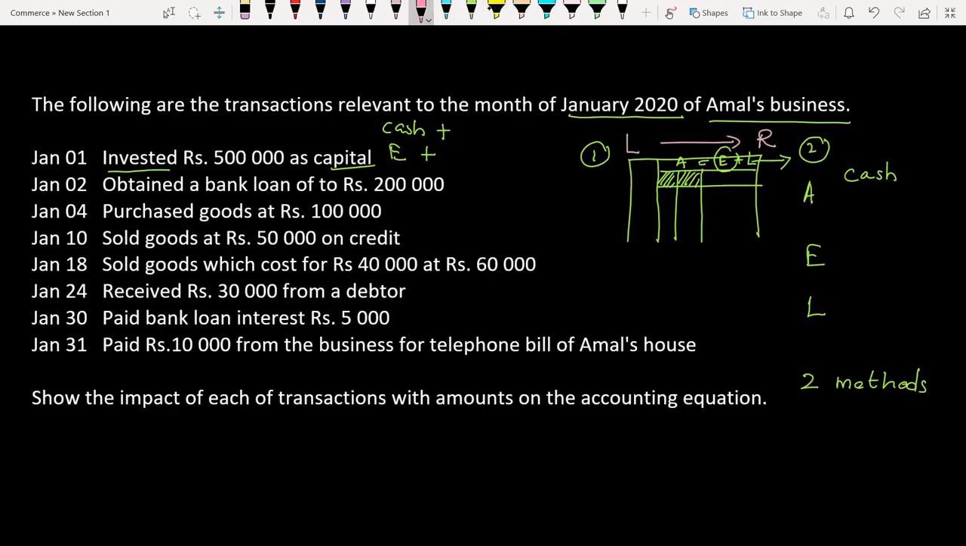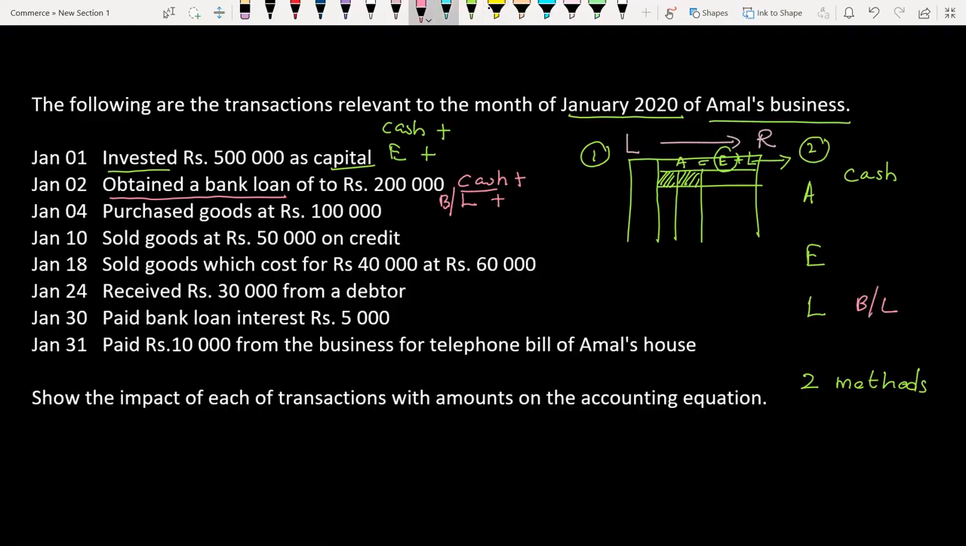Now what about the second transaction? Obtained a bank loan. We know that when a business obtains a bank loan, cash increases and also liabilities increase. Now already we have a column for cash. Therefore, we need to have the liability column called bank loan.